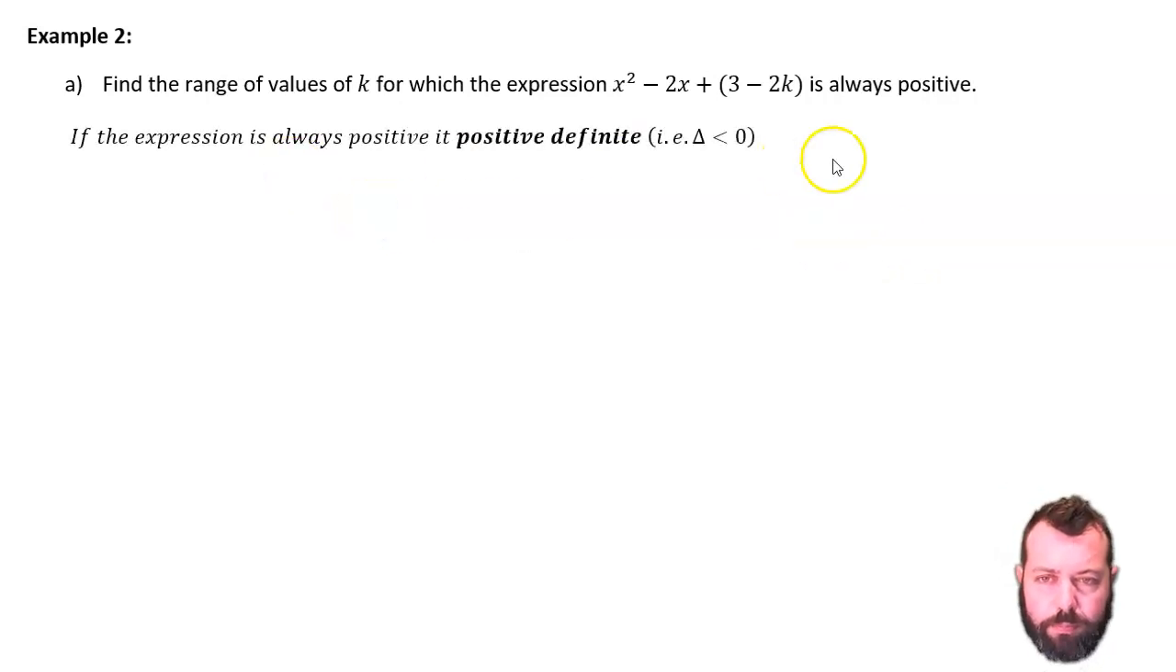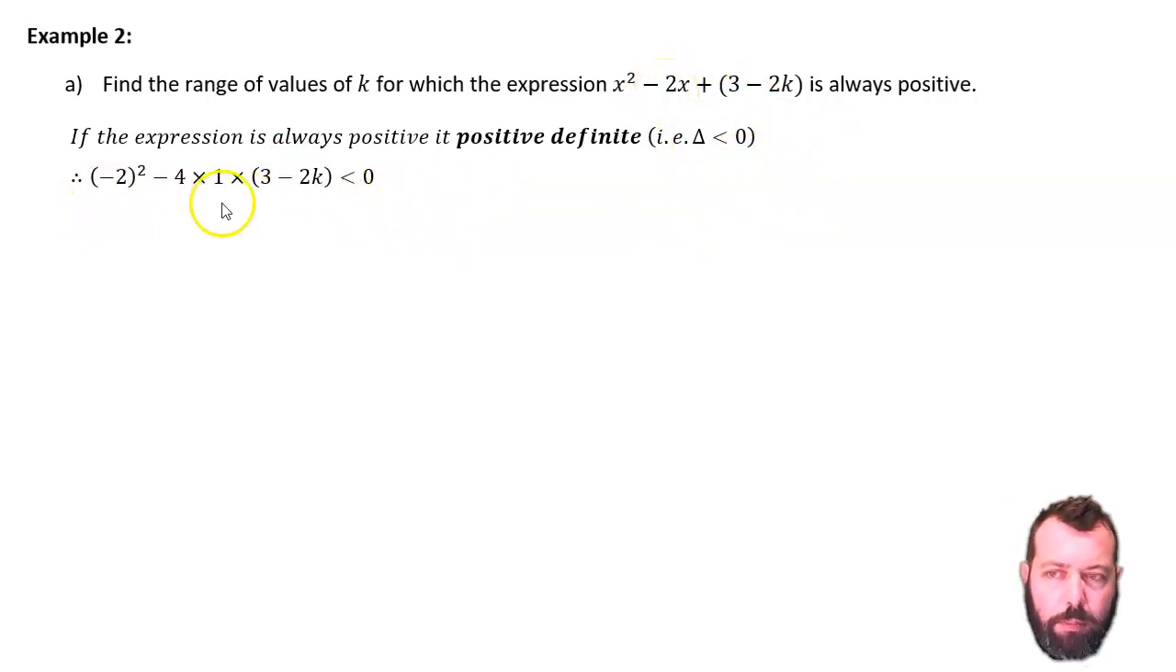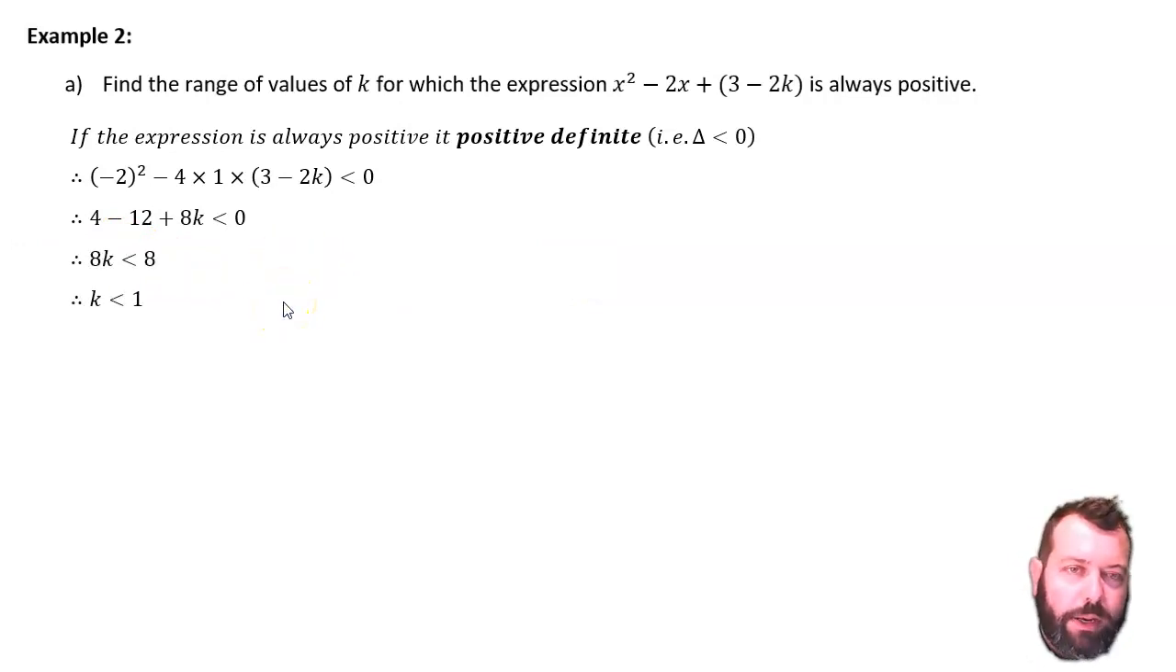So discriminant less than 0, that means that b squared, -2 all squared, minus 4 times a times, it's a little complicated, is less than 0. So tidying that up, I find that that is true when k is less than 1. As long as k is less than 1, this expression will always be positive.